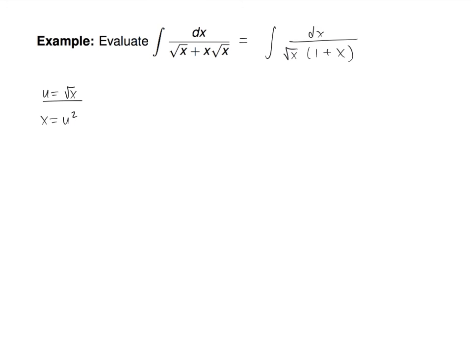So if u is root x, what's du going to be? 1 over 2 root x. And we have that over root x bit, right? So much like a previous substitution we had, 2 du will equal dx over root x, right? So we have 2 du over, I think just 1 plus u squared.